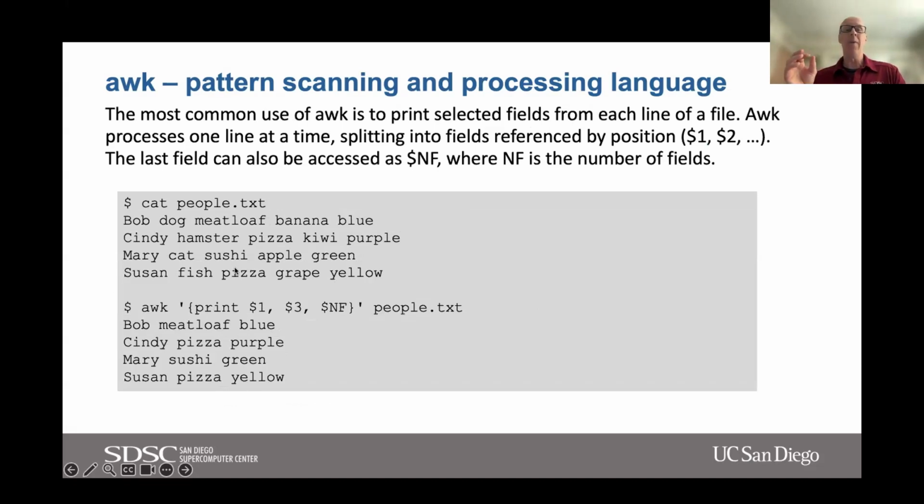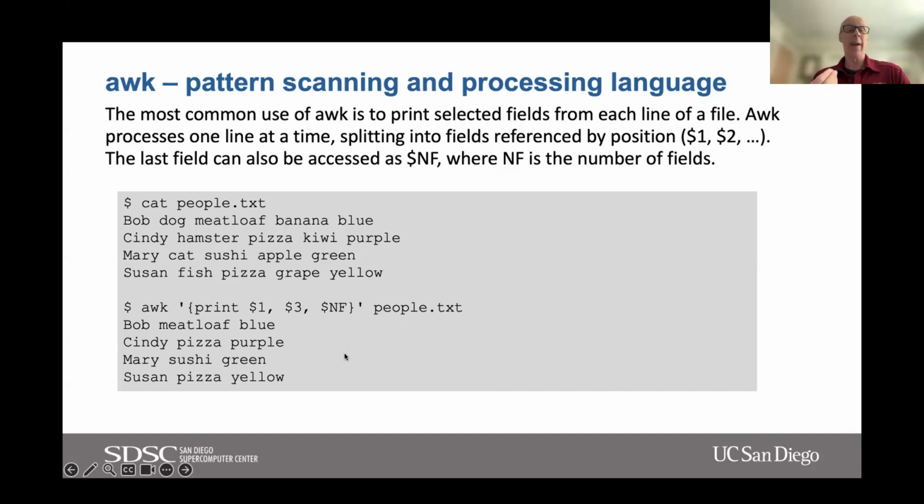So the most common use of awk is to print selected fields from each line of a file. Awk, like sed, processes the file one line at a time. It will split it into fields referenced by positions $1, $2, and so on. And the last field can always be accessed using the special variable NF as $NF. So let's look at a file here, people.txt. I just put together a random list of names, pets, favorite food, favorite fruit, and favorite color.